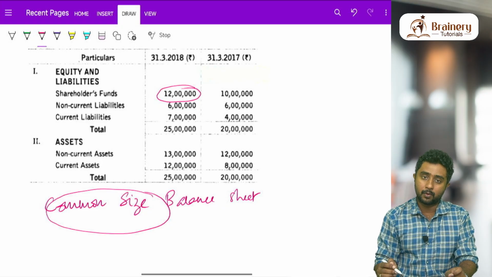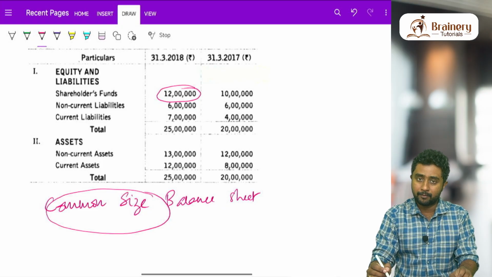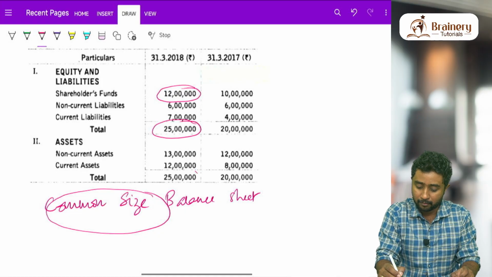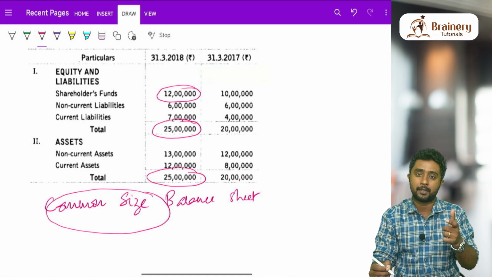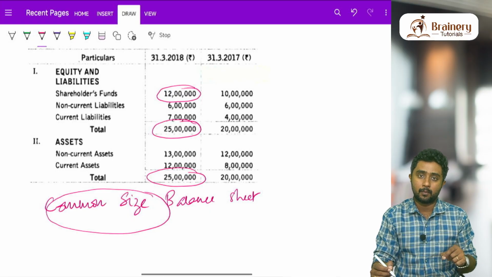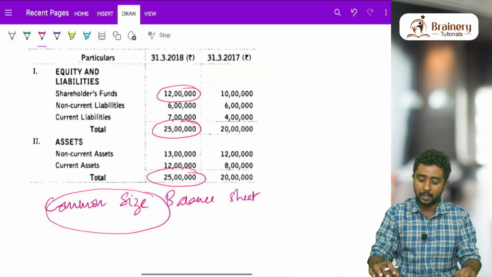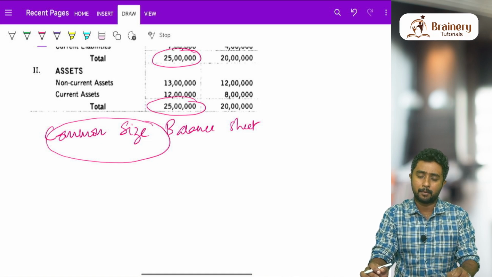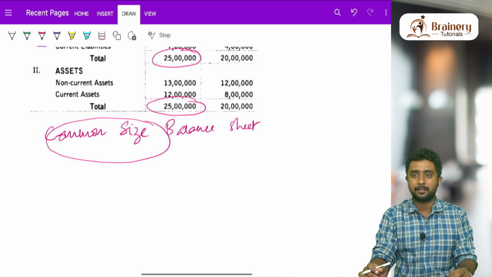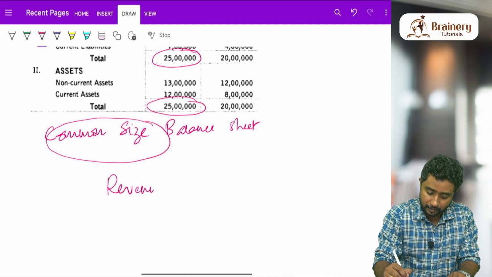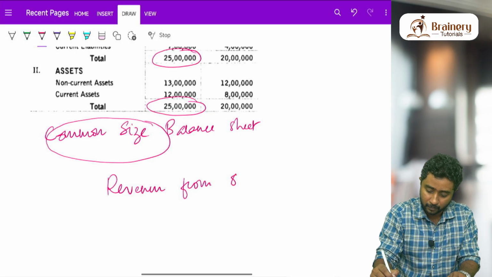When it comes to the common size balance sheet, the common base that you are going to take is the total value. Total of assets or total of liabilities will be the common value based on which we will be converting all the values. Similarly, when it comes to the common size statement of profit or loss, we will be converting each and every value given in the profit and loss account, or as we call it, statement of profit or loss, on the basis of revenue from operations.